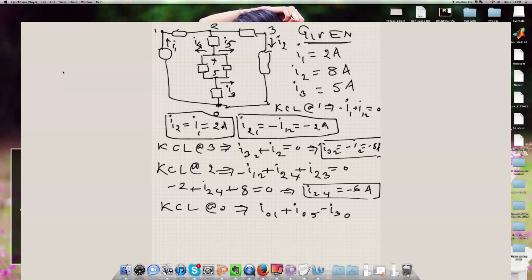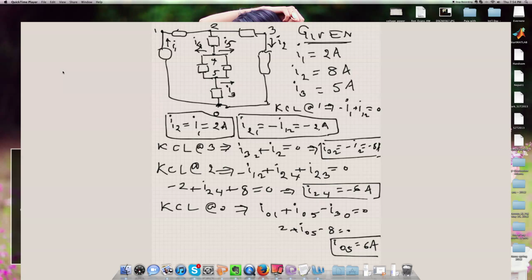So what we have here is I01, which is I sub 1, which is 2 amp. So we have 2 amp, and then plus I05, and minus I30, which is I2, which is 8 amp. So minus 8 equals 0, meaning I05 is 6 amp. So we got all the quantities we have to find. But don't stop right there. We will have more fun if we plug these numbers in the circuit and see if they make sense.